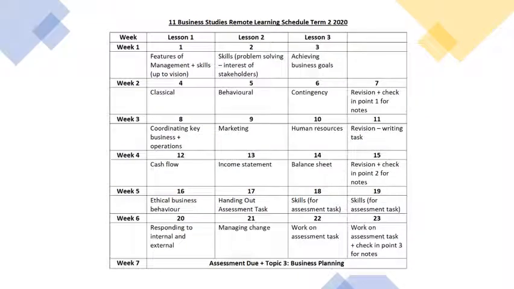So this is the scope and sequence that I mentioned to you in the first video that you watched today. Now, we've only got 3 lessons this week because we've got Wednesday, Thursday and Friday. So what you'll see is lesson 1 is features of management. Lesson 2 is continuing on the skills. Lesson 3 is achieving business goals. And then next week we'll keep going.